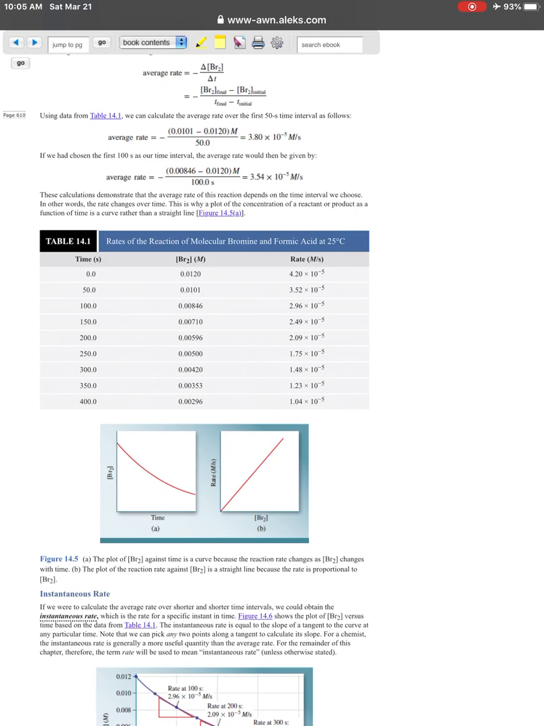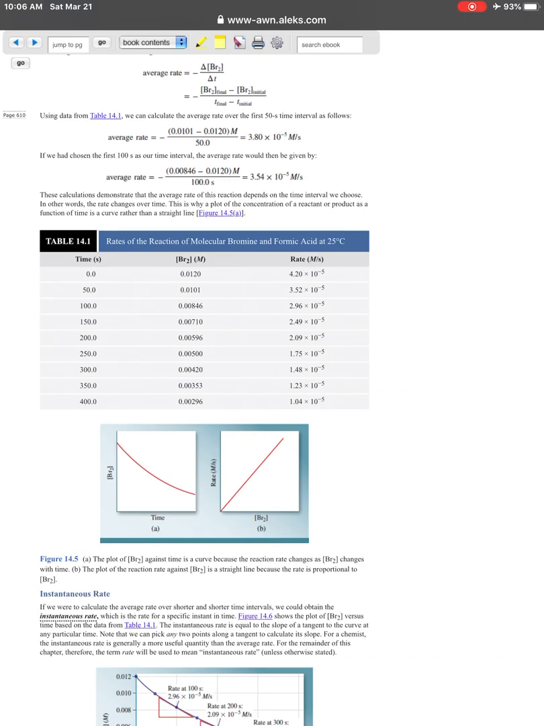Now, they're being kind of sloppy here. The numerator is in molarity because that's concentration. The denominator is in seconds, so that should be divided by seconds. They just didn't put it in the textbook here. And they didn't put 50.0 minus 0.0, so they're being kind of sloppy. But if you do it correctly, you'll get 3.80 times 10 to the minus 5 molarity per second. Why is it positive? There's a negative in the front, right? But 0.0101 minus 0.0120 is negative, so the negative of a negative is positive, so the average rate will be positive.